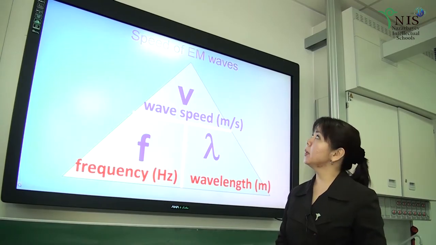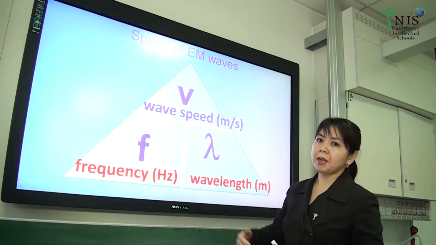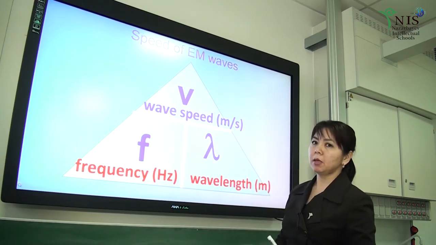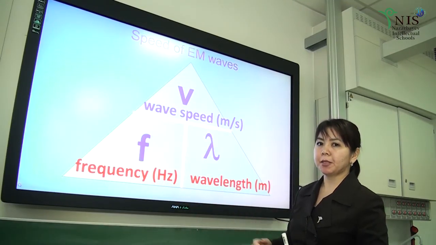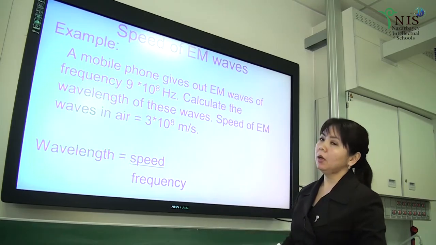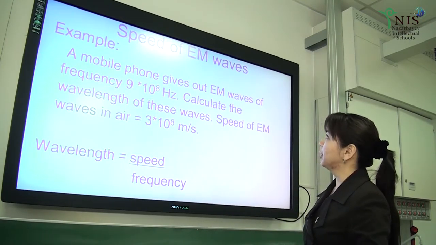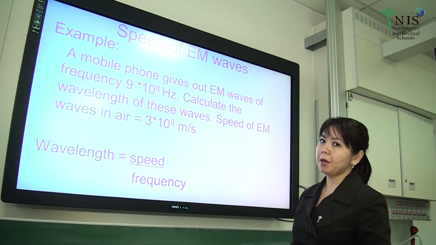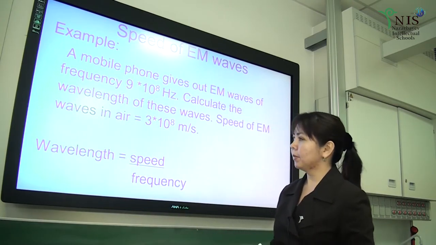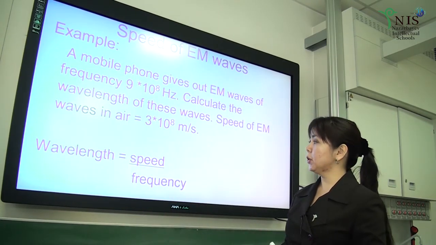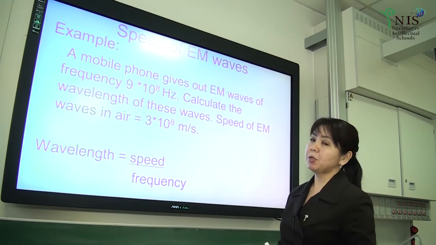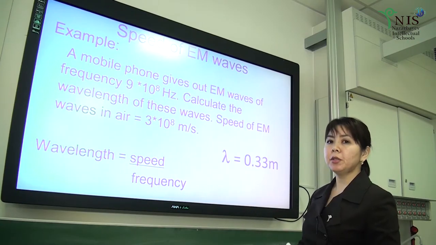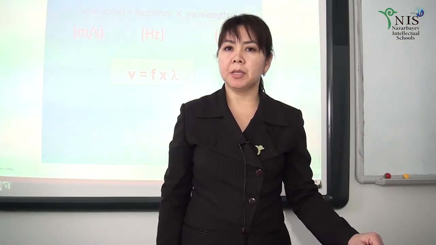Now let's solve a problem using the speed of electromagnetic waves equation. This is the triangle method for the speed of electromagnetic waves equation. From this equation, wave speed is equal to frequency multiplied by wavelength. Example. A mobile phone gives out electromagnetic waves of a given frequency. Calculate the wavelength of these waves. The speed of electromagnetic waves in air is given. From the previous example and equation, wavelength is equal to speed over frequency. Substitution gives us the answer. And the answer is wavelength is equal to 0.33 meters.